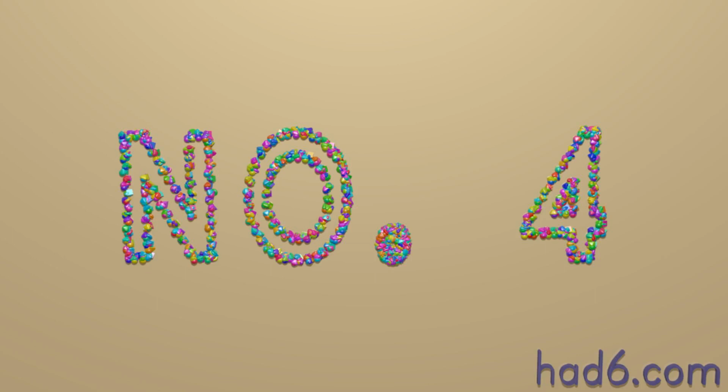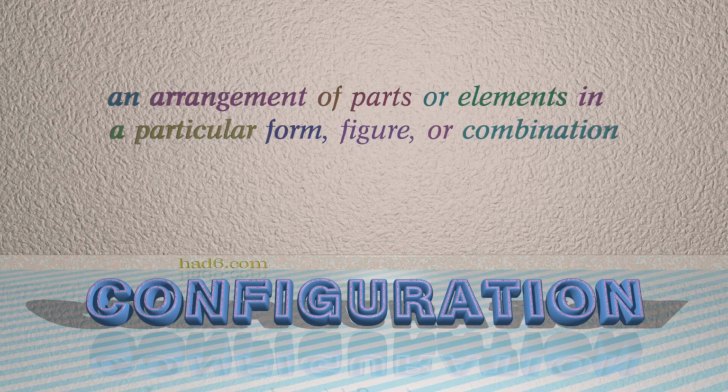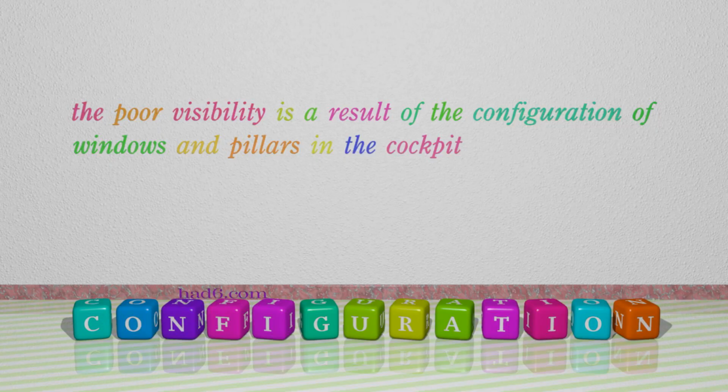Number 4. Configuration. Which means an arrangement of parts or elements in a particular form, figure, or combination. Configuration. For example, the poor visibility is a result of the configuration of windows and pillars in the cockpit.